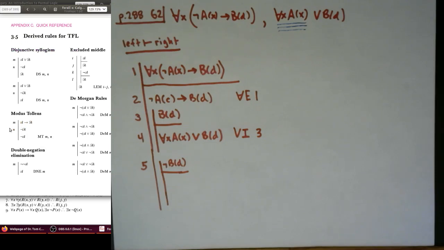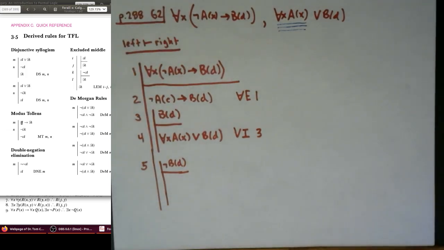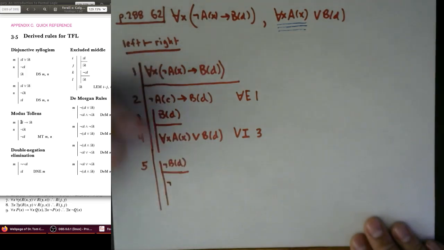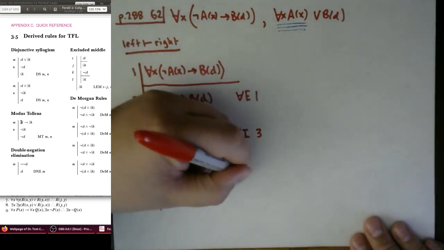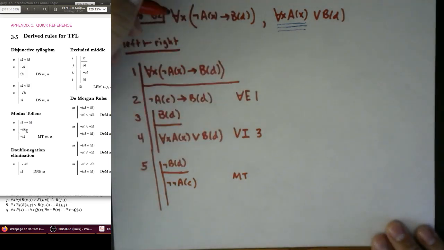And so what I'm able to conclude from that is not of the script A. Now, script A in this case is the not of A of C. So I'm going to get not A of C, right? I get a negation in front of whatever's on the left side there. And that's modus tollens. And how do I cite it? I cite the implication first, and then I cite the negated thing second. So I cite first 2, and then I cite 5.